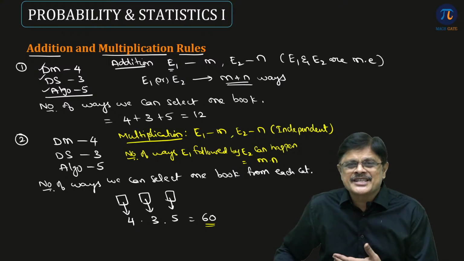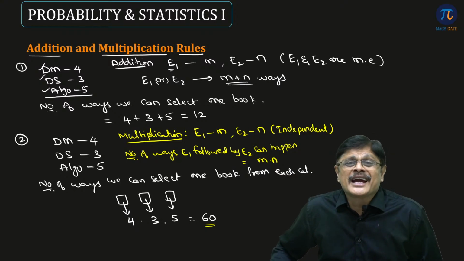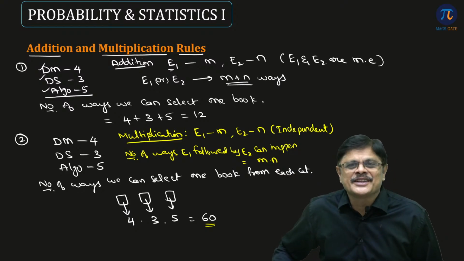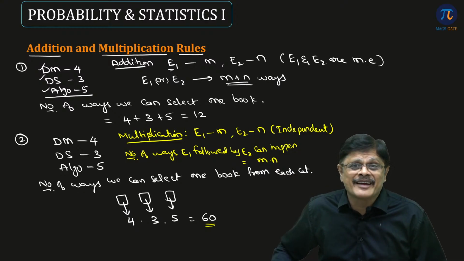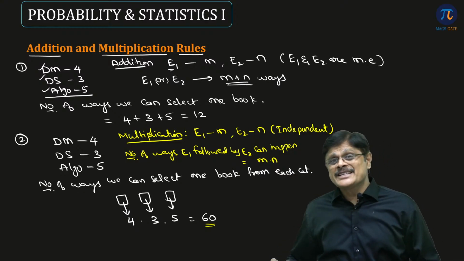We try to understand these ideas when we talk about conditional probability and the multiplication theorem. There the idea of independent and dependent events plays a very important role. Please try to understand.